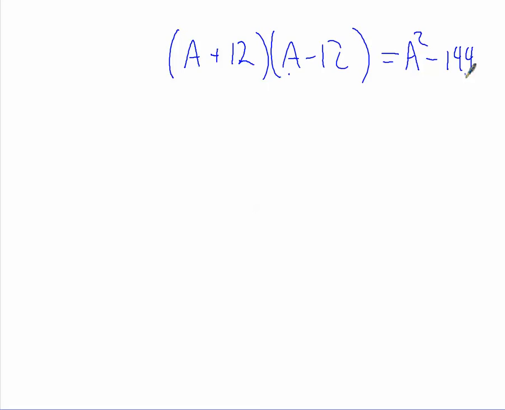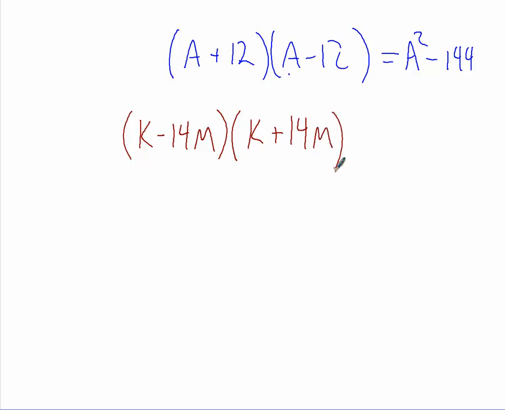Let's try another one, and we'll make it slightly more difficult. And when I say slightly, I mean slightly. So let's say we have Kate. What's your volleyball number? 14. Let's go with K minus 14m times K plus 14m. So how do you go about multiplying this out using our new special case, difference of squares expanding?